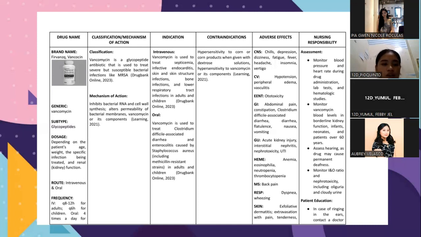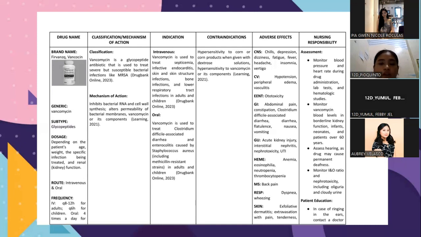So in the indication, for intravenous use, vancomycin is administered for the following conditions in both adults and children. In septicemia, vancomycin is used in treatment of bloodstream infection; infective endocarditis, an infection of the inner lining of the heart chambers and valves; skin and skin structure infection; bone infections such as osteomyelitis; and lower respiratory tract infections. Vancomycin is prescribed for lower respiratory tract infection, including pneumonia.